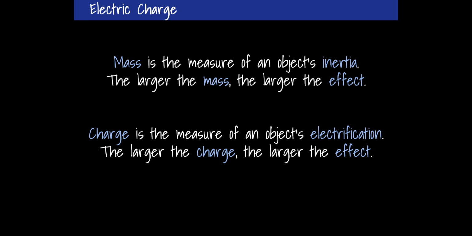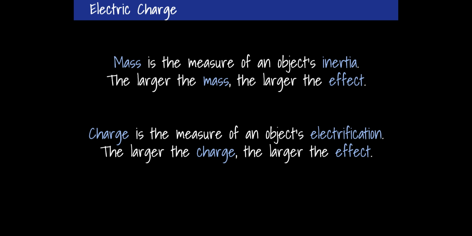I pick up an object and I shake it around and I find that it resists acceleration. I get a quote unquote heavier object and I shake it around, and I find that it has that property to a greater extent, where the property is resistance to acceleration. Mass is the measure of an object's inertia. The larger the mass, the larger the effect. By the effect, I mean resistance to acceleration.